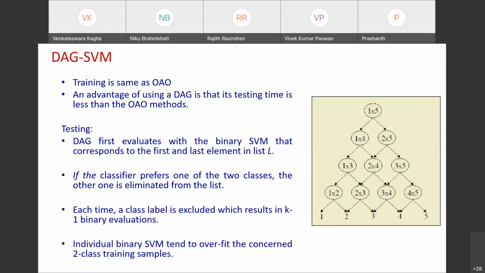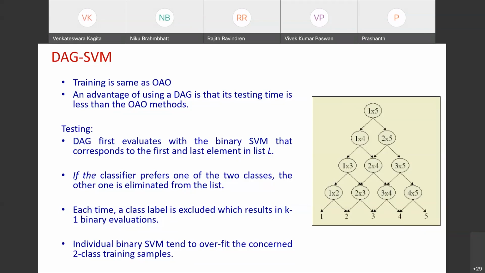So here the training is the same as OAO. Here also we learn a classifier between every pair of classes. But the way we test here is not the same as in the case of 1 against 1. What are we doing there? We are giving it to each and every classifier, and each and every classifier is giving us one vote for one class. And finally, the class with the most number of votes will be the winner. But here we're not doing that. We are organizing these classifiers in a certain manner such that the number of comparisons would be reduced.